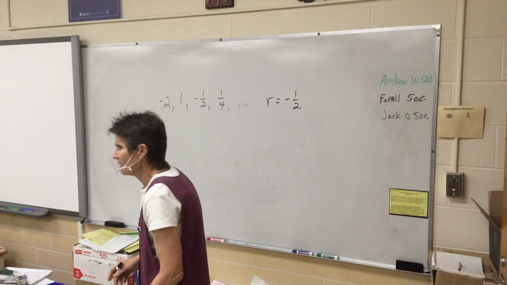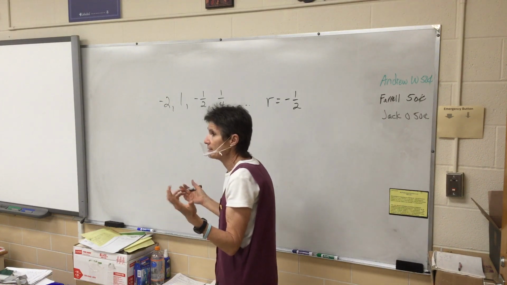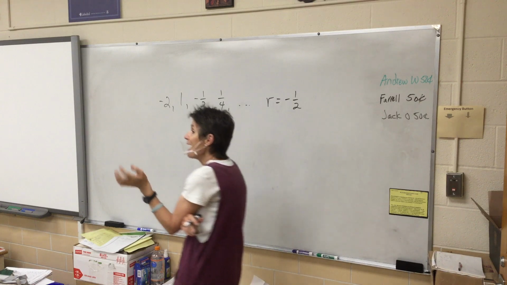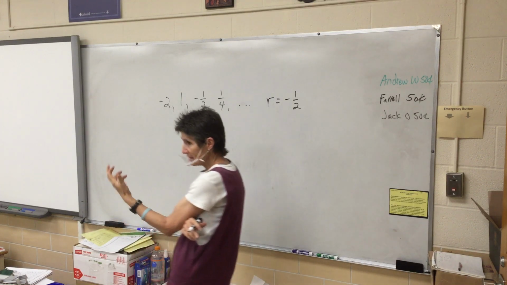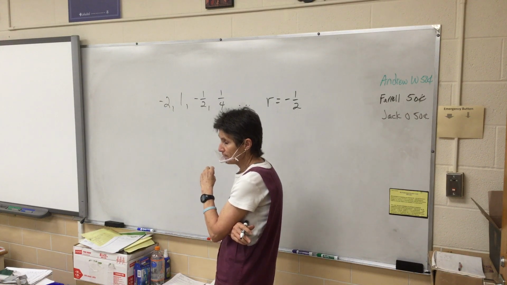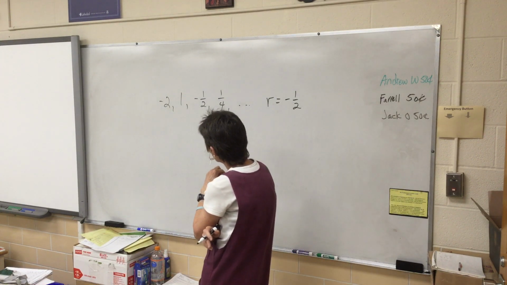I heard somebody say dividing by 2, and sure, that's what we're doing, dividing by negative 2, but when we're dealing with sequences, we either add the same number, which could be negative, or we multiply the same number, which could be a fraction, okay? So we're multiplying by negative 1/2.